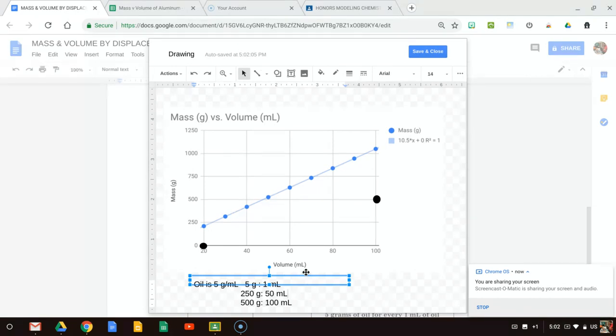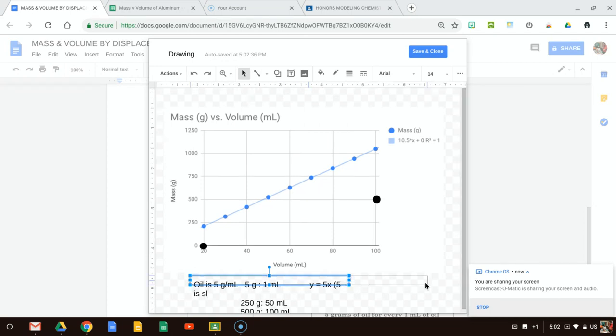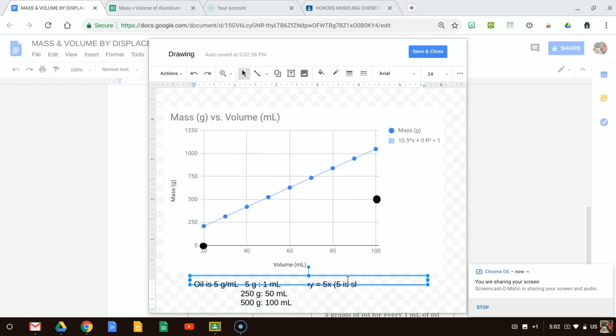I could also calculate this mathematically, as I showed you in another video. I could say y is equal to 5x, because technically the 5 is the slope. Oh, I have to make this box bigger. Technically, 5 is the slope, which is the density. So I just plug that in. What I could do then is say my y-axis, grams, is equal to 5 times milliliters.